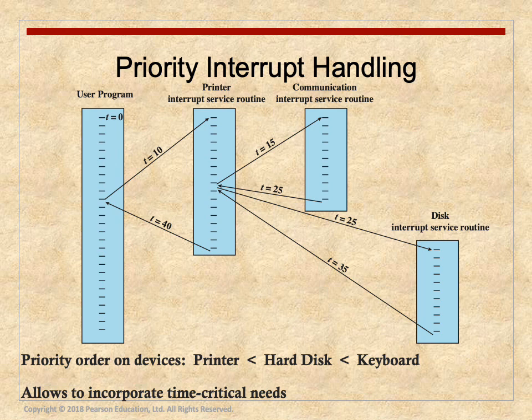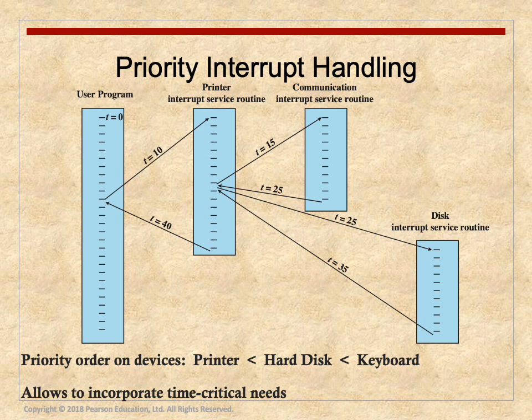Our example starts again with the execution of the user program at time step 0. At time step 10, the processor receives an interrupt signal from the printer. Consequently, the execution of the user program will be stopped, and the processor will start executing the printer interrupt service routine. We can see that at time step 15, another interrupt signal, now caused by the keyboard communication device, is received. Since the keyboard has a higher priority than the printer, the execution of the printer interrupt service routine will be stopped. The processor will now start to execute the communication interrupt service routine corresponding to the keyboard.